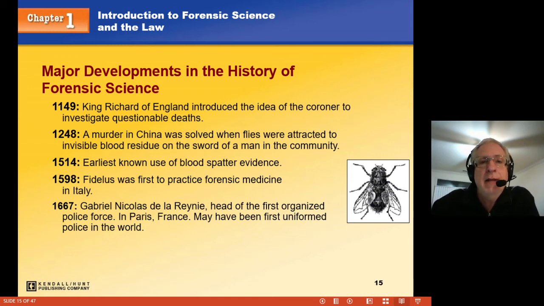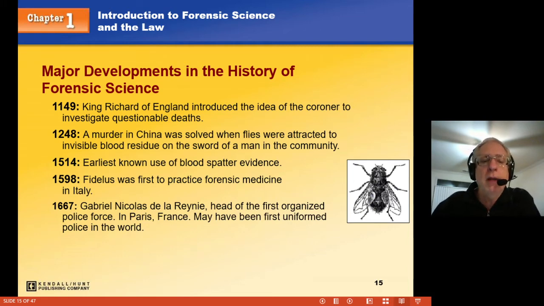We're going to talk about entomology later in this course, which is about how insects apply to crime. In 1248, they actually solved a murder based upon flies being attracted to invisible blood residue on the sword of a man. So basically, there was residue of blood on his sword, and there were flies being attracted to it, and that's like, this must be the sword because this is the one the flies are attracted to. Now, it's very circumstantial by today's viewpoint because we'd have to prove that there's blood on that sword and do DNA fingerprint analysis of that sword. But back then, that was enough.